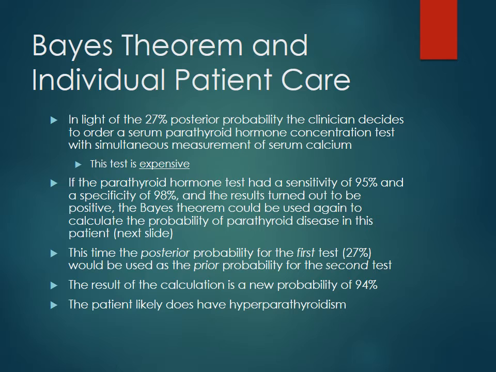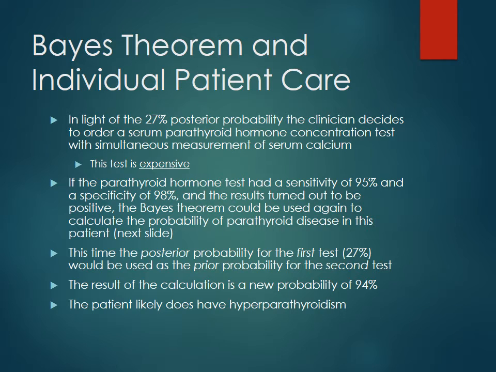You can then use Bayes' theorem again to calculate the probability of having parathyroid disease. Now that you have a new prior probability, you can apply it to the next test to get a better idea of what the patient might actually have. The posterior probability for the first test was 27%, so that was our probability that we think the patient has disease. Now we can use that as our prior probability for the second test. Does that make sense why we use that?